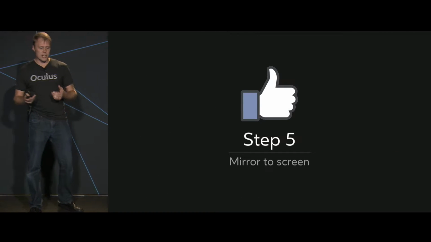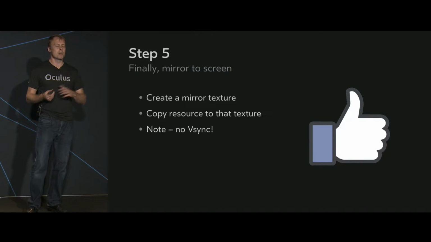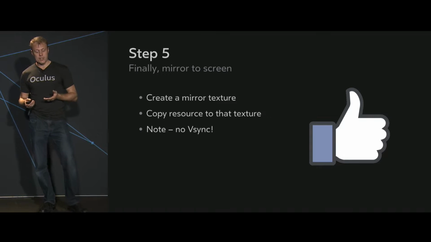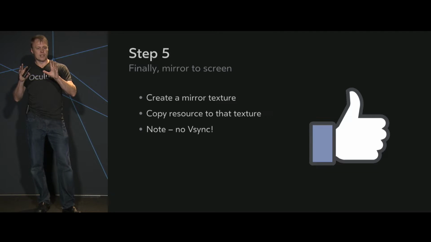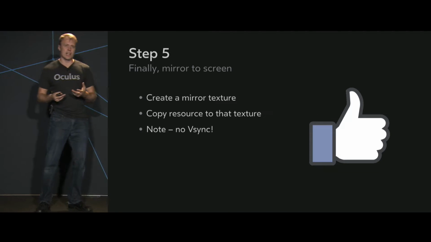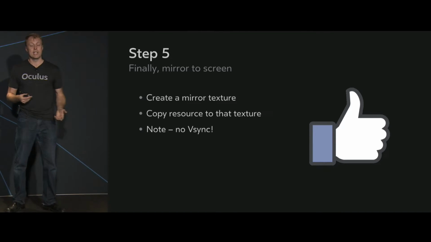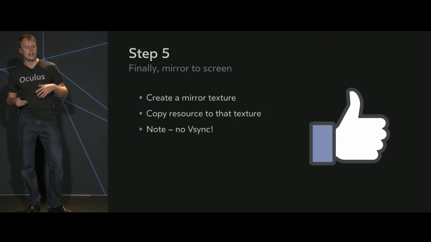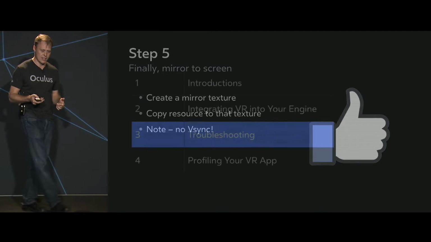So last step, we just show you in this sample how to create a mirror texture and copy resource to that texture. And a very important note is to not vsync to that mirror window that you're representing the scene outside the HMD on. Because if you synchronize to that, you'll then be at the wrong refresh rate, and it's very important to be using the HMD's refresh rate. So this is perhaps something that comes up every now and again with developers where they inadvertently vsync to that mirror window. So it's something to be avoided.